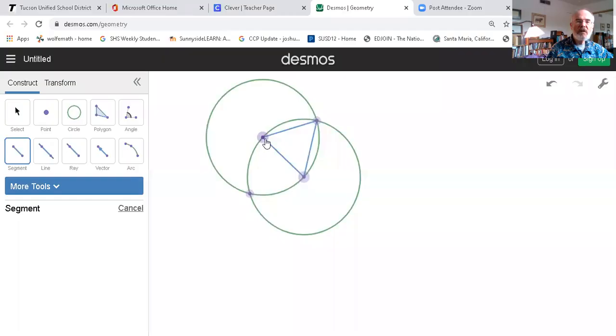So let's draw a line segment. And this one is going to go from A to D and from D to B. And now you see you've got two triangles that are congruent to one another. You also can see other geometric figures in it, but right now let's just think of them as two triangles.